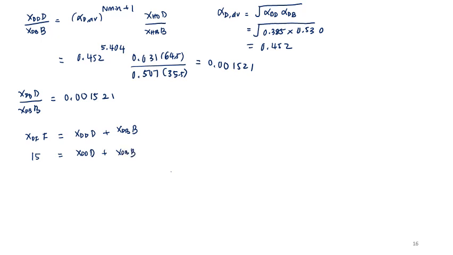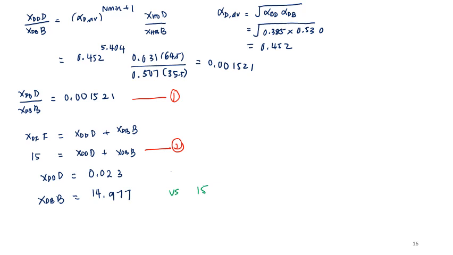This gives you two equations, two unknowns. Work this out to solve for x_DD D and x_DB B. This is just algebra. You should get these numbers, with x_DB B being 14.977. Compare this to the initial estimate we made before. Previously, we assumed that all D comes out in the bottom, so x_DB B is 15, and no D appears in the top product, so initially we assumed this to be 0.